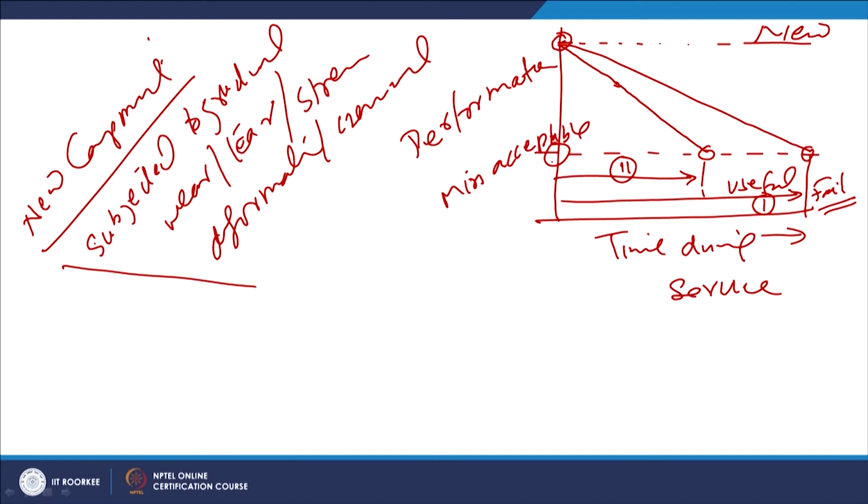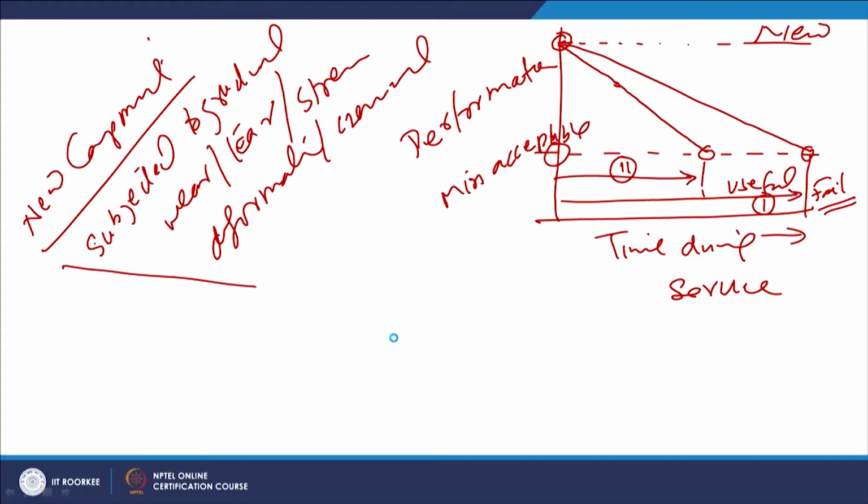So, this is the general qualitative way of explaining the performance of the component as a function of time, and what happens when it experiences the effect of service. Then we will see what are the broad categories of surface degradation or surface damage mechanisms.